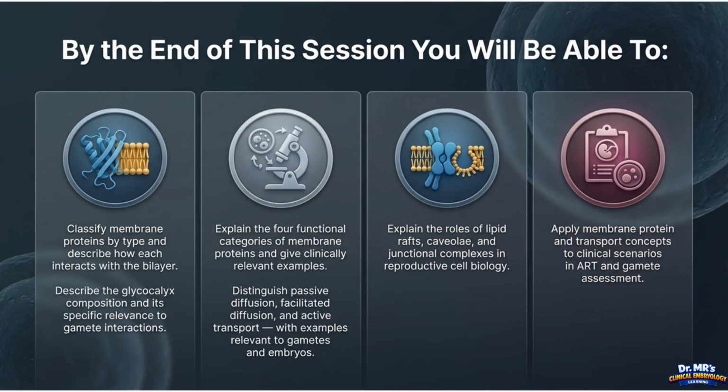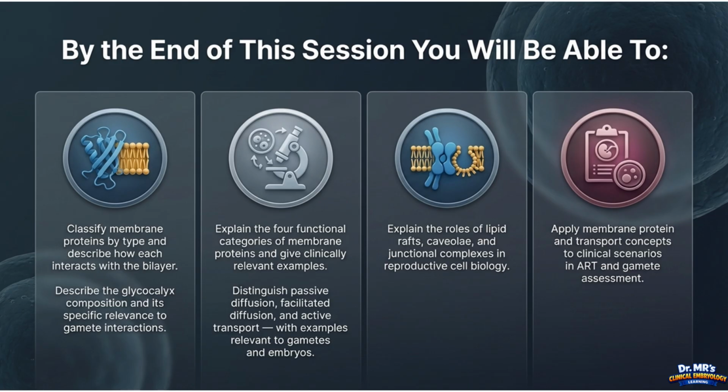Before we move into the content itself, let's be precise about what you should be able to do by the time we finish. These learning objectives are your benchmarks, not just for the European Society of Human Reproduction and Embryology examination, but for your daily practice in the laboratory and clinic. You should be able to classify membrane proteins by type and describe how each interacts with the bilayer, not just name them, but explain the physical and chemical logic behind how each one associates with the membrane.